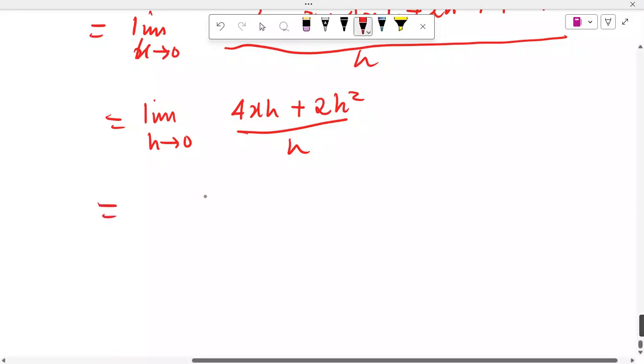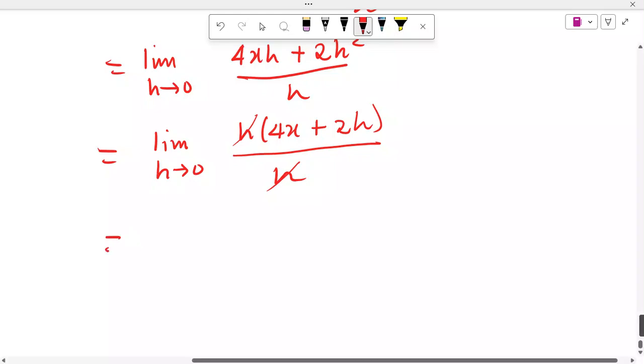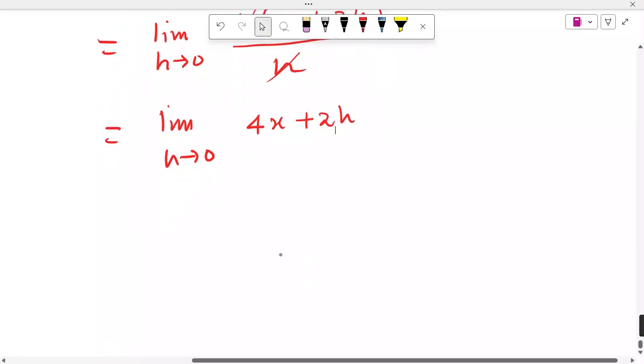Okay, so let's continue. On top here we can factor out h as it is common. So we have limit as h approaches 0. You have h here. When we remove the h, you will remain with the 4x inside, plus here we'll have 2h, over h. So you've seen h can cancel out of the numerator and denominator, so you can cancel out the h. Okay, so you have limit h approaches 0, so you have 4x plus 2h. Okay, so this is our final equation we have remained with.